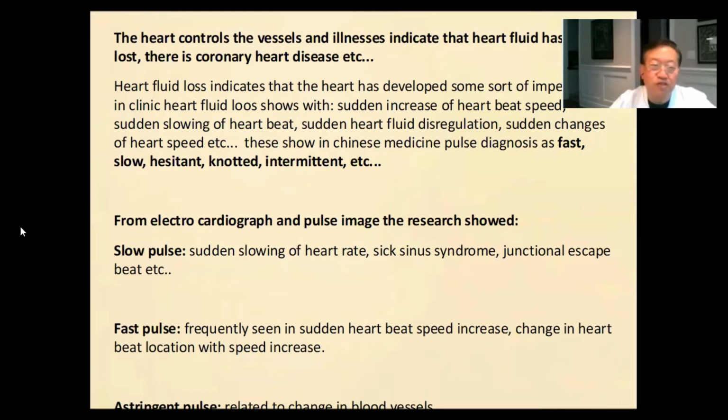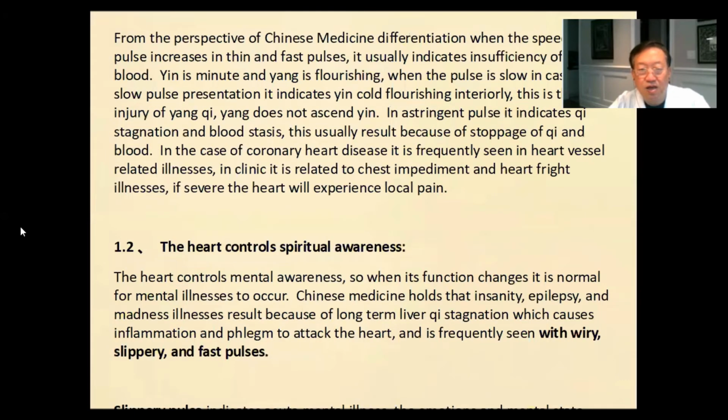From electrocardiograph and pulse image, the research showed slow pulse, sudden slowing of heart rate, sick sinus syndrome, junctional escape beat, etc. Fast pulse, frequently seen in sudden heartbeat speed increase, change in heartbeat location with speed increase. Astringent pulse, related to change in blood vessels. From the perspective of Chinese medicine differentiation, when the speed of the pulse increases in thin and fast pulses, it usually indicates insufficiency of yin and blood.